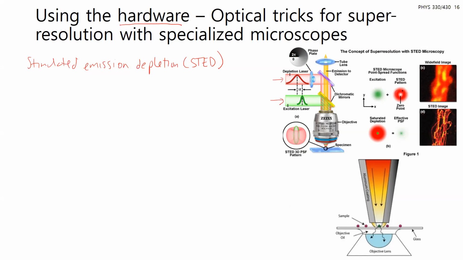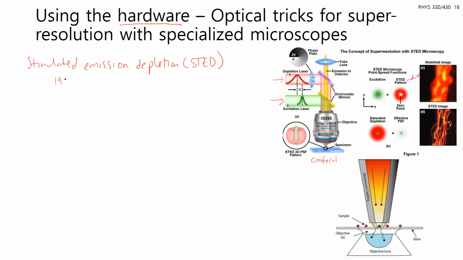The red laser is shaped, so it's a donut shape. And this donut shape is overlapped with the green excitation laser. And this is used to deplete or put the molecules into a dark state. So this is used in basically a confocal setup where you're effectively creating a smaller excitation volume.